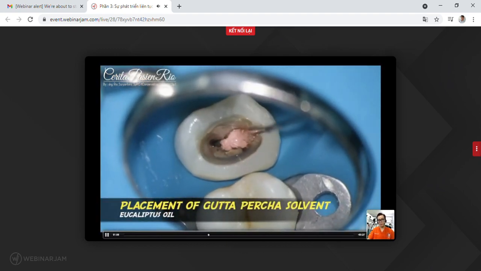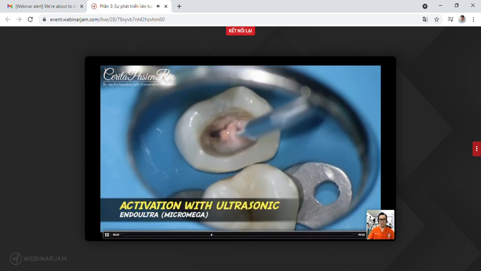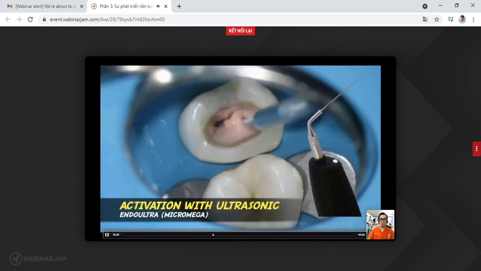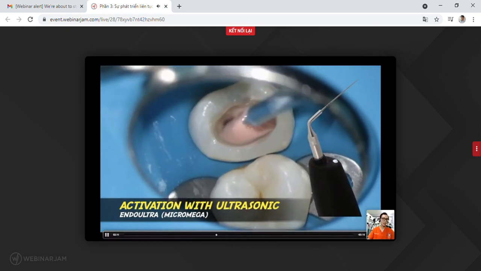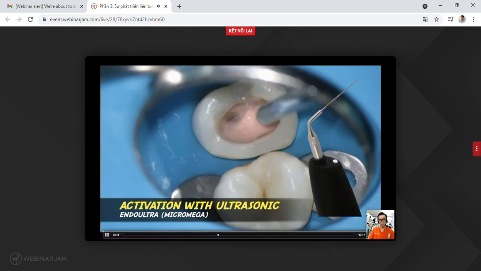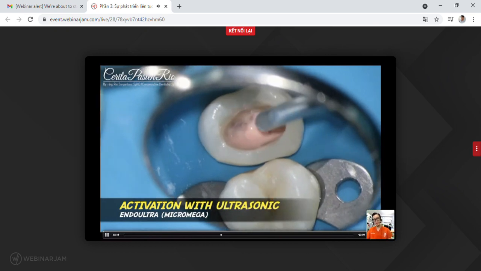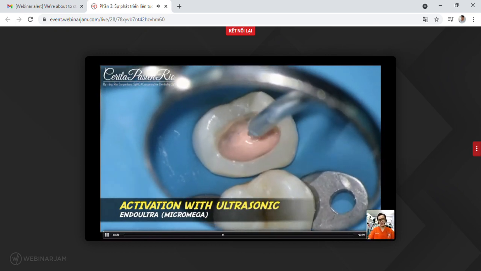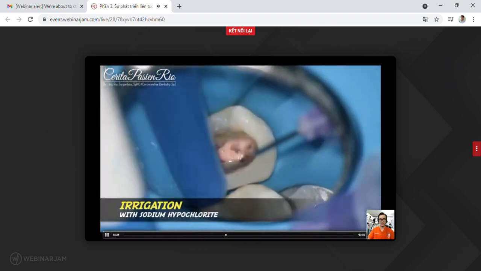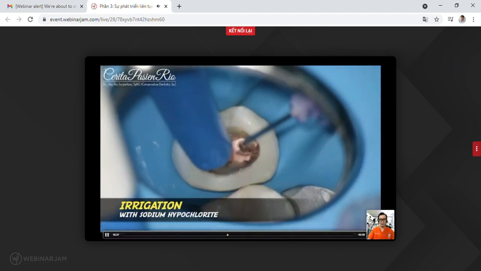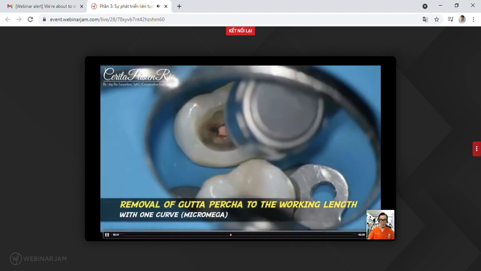Here, actually, we don't need any solvent, so we can use activation first. I use Endo Ultra to create pathways. Back then, we had no remover files, so I'm sorry, I did it without remover files, but I use Endo Ultra. Endo Ultra is very nice in delivering ultrasonic energy so that gutta percha can melt inside the root canal.